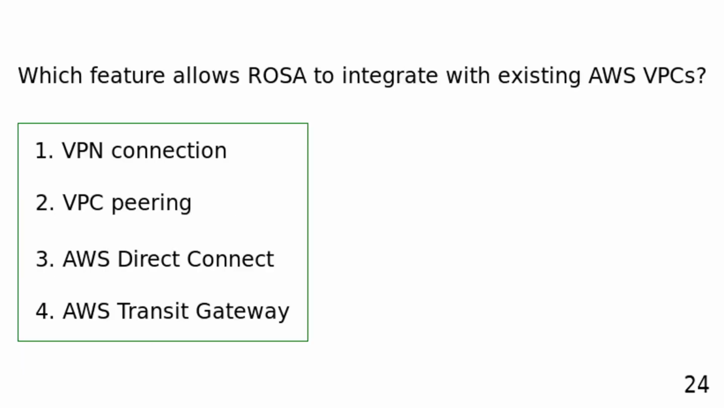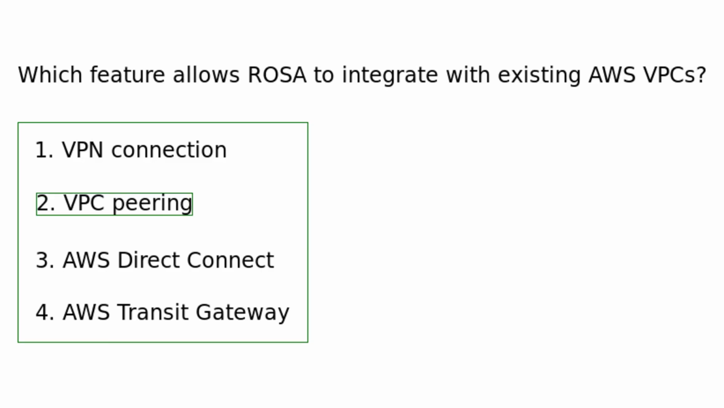Which feature allows ROSA to integrate with existing AWS VPCs? VPN connection. VPC peering. AWS Direct Connect. AWS Transit Gateway. ROSA can integrate with existing AWS VPCs using VPC peering, allowing secure communication between the two networks.